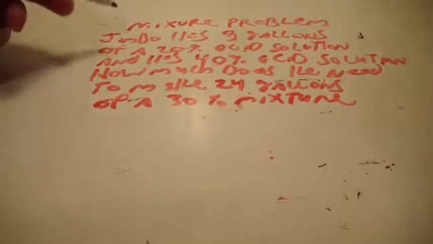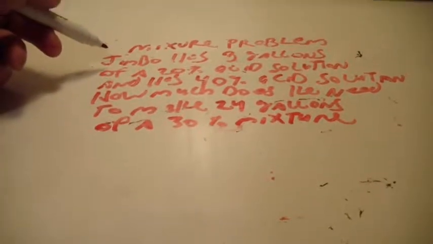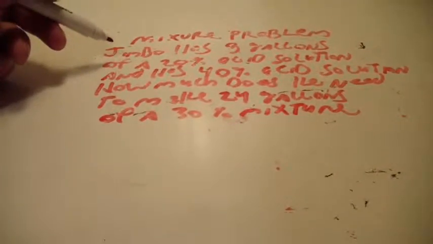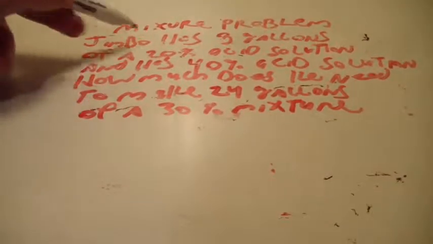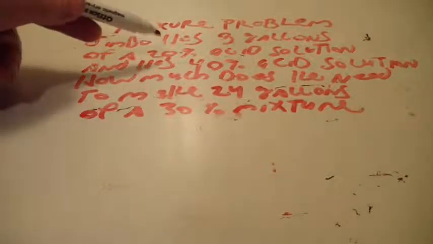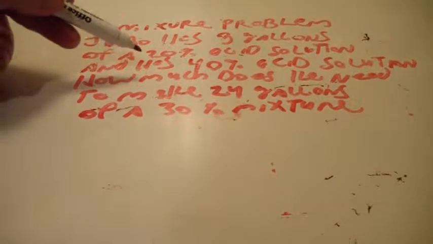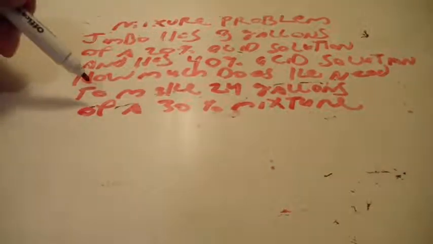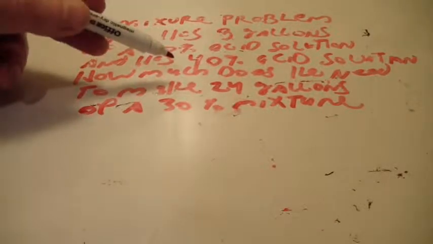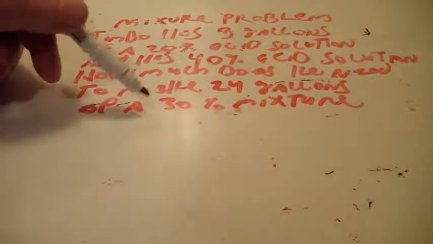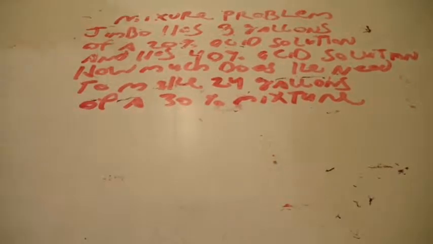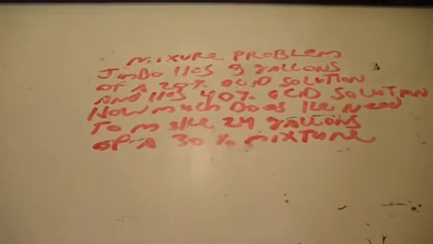Okay, so let's read it again. Jimbo has 8 gallons of a 20% acid solution and has 40% acid solution. How much does he need to make 24 gallons of a 30% mixture? Okay, this one's going to be slightly different.